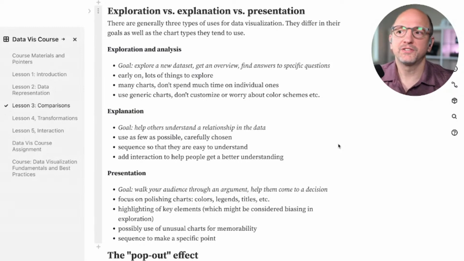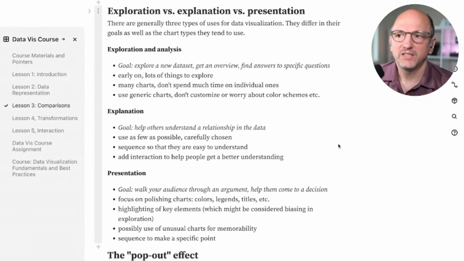It can also be useful to sequence things differently from what you actually did, because the story of how you found things isn't very interesting to most people other than yourself. And another point: it's very useful often to add interaction. So that's why interaction is of course an important topic to talk about.